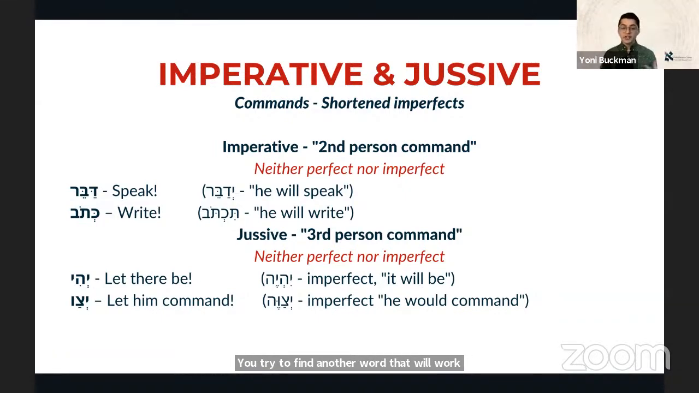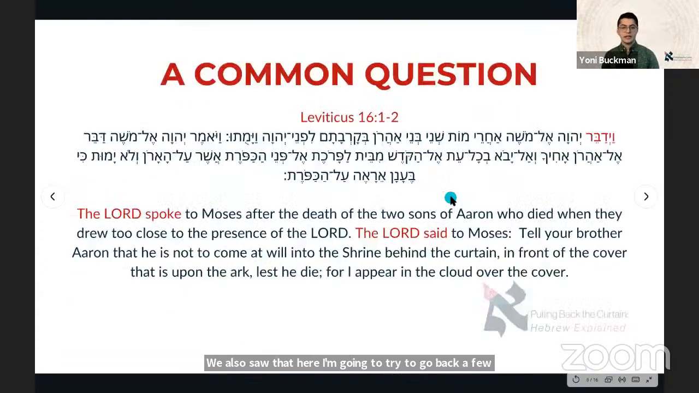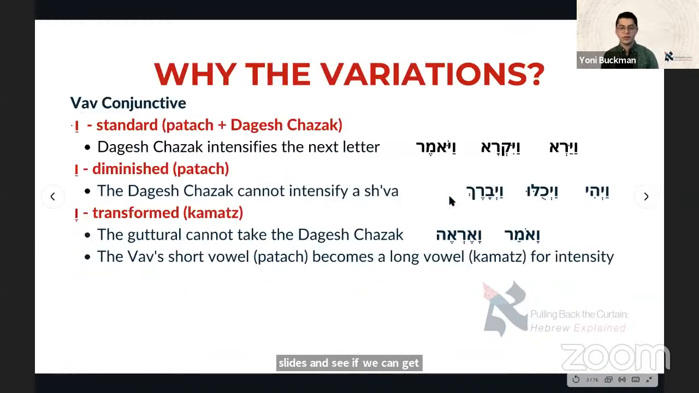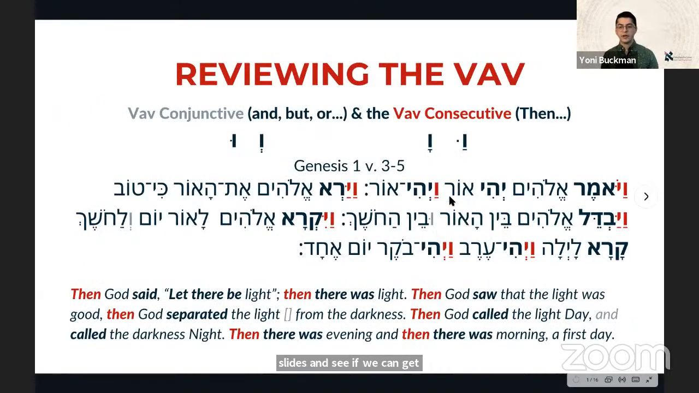Yeah, and so there are actually a couple of things. You'll notice that biblical Hebrew doesn't have quotation marks. And so sometimes these authors try to do things to express the beginning of the quote. And so that's sometimes where you get the second verb there. We also saw that here. I'm going to try to go back a few slides and see if we can get it. So if we look at, here we go.